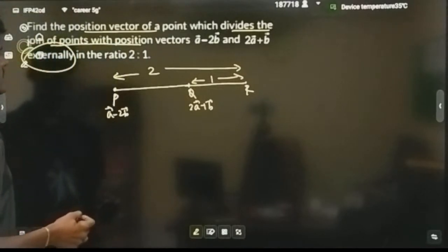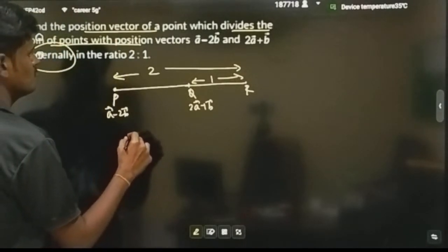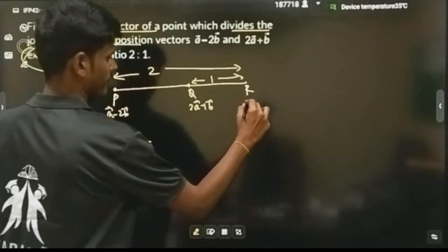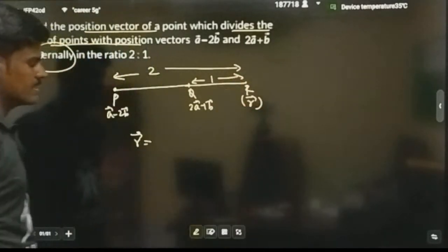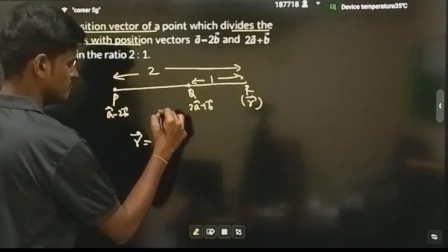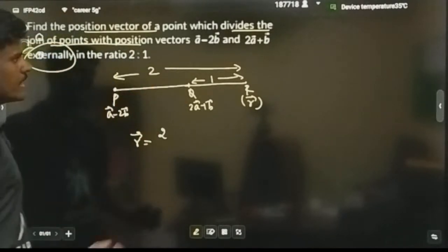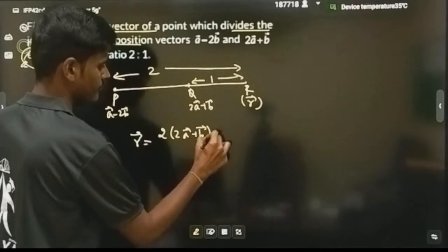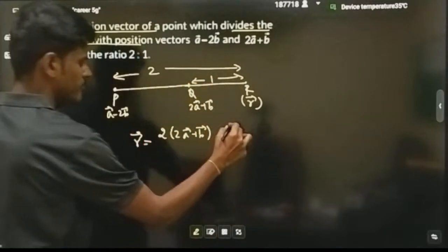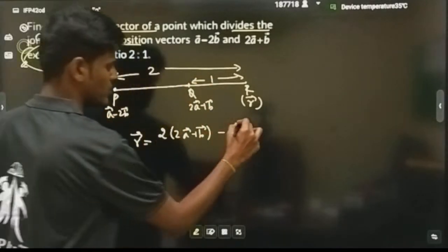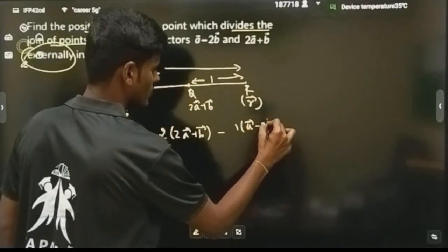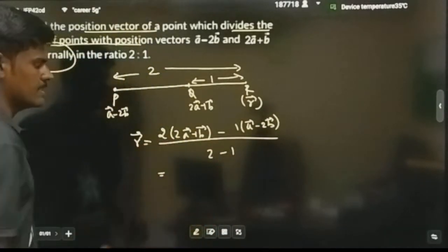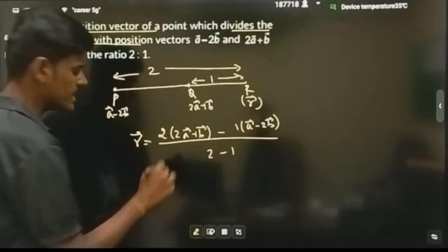Position vector R vector is given by, let's take this as R vector, that is given by 2 times of this Q vector, that is 2A vector plus B vector, minus of 1 time of this side, that is A minus 2B, A vector minus 2B vector, divided by 2 minus 1. Now what is the answer? This is 2 into 2, 4A minus A is 3A.